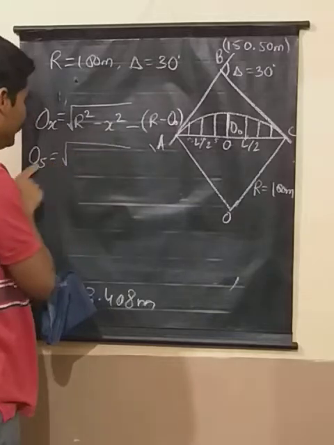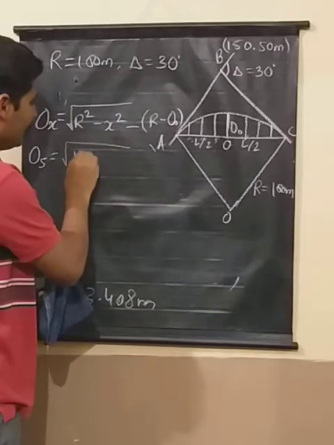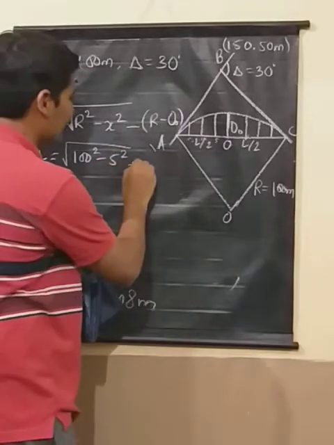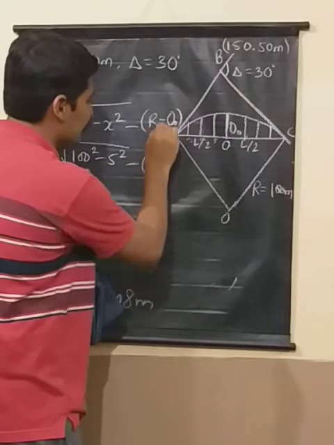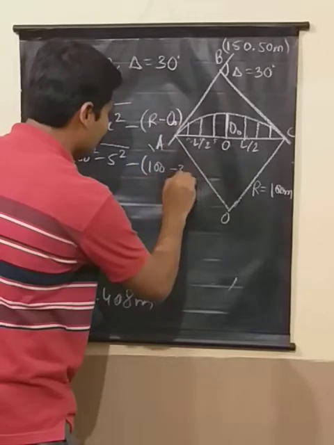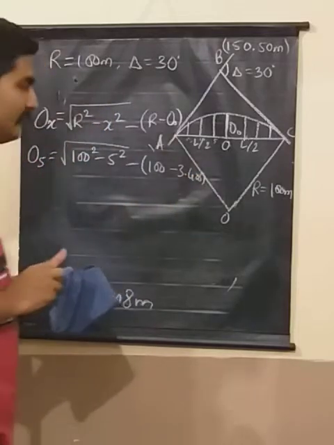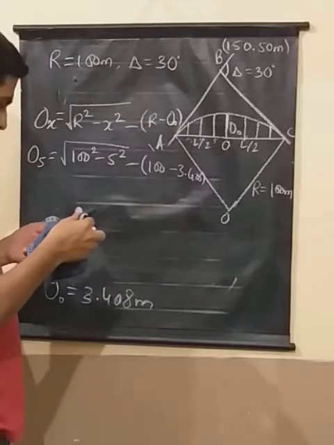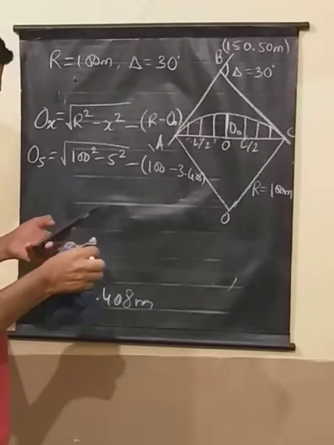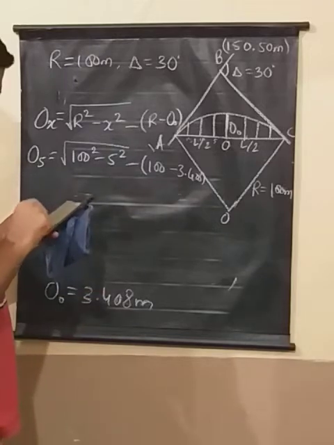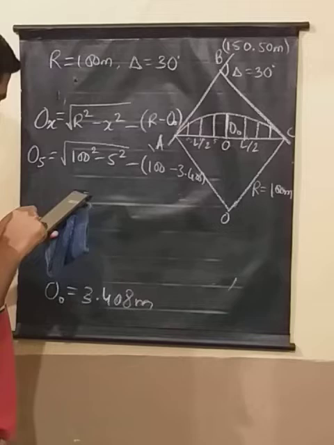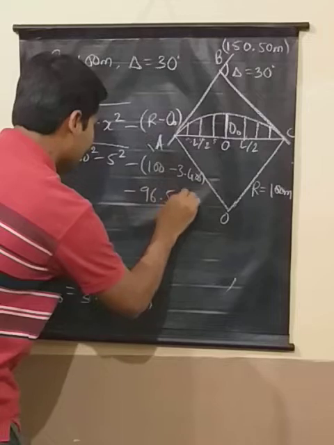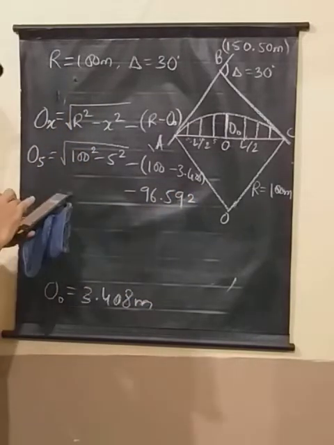So x is equal to 5 now, that is why O5. So r is 100, square, minus x is 5, square, right? Minus 100, that is r, minus O naught, which is 3.408, right? So this is a constant term, you can keep it constant. So 100 minus 3.408 comes around 96.592.